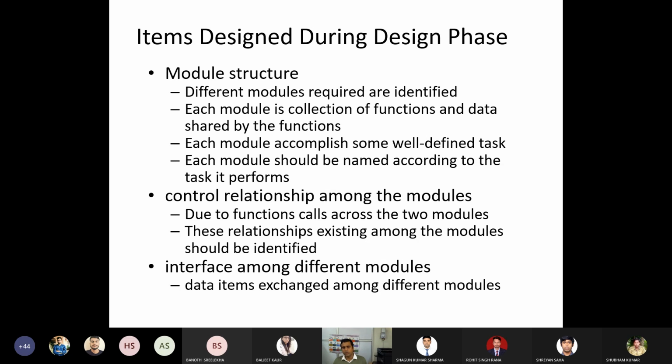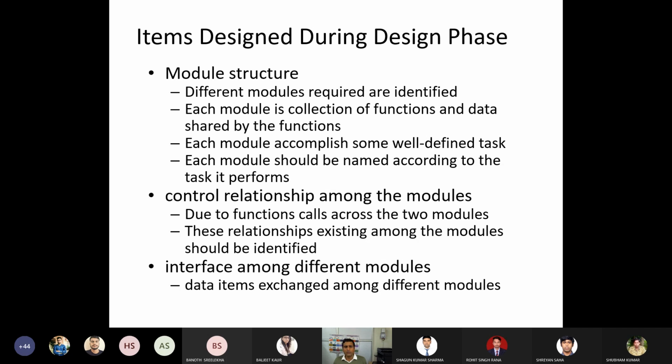So there will be a module. When we say module, that module may contain a certain number of functions, and these functions may be sharing some data. Each module accomplishes some well-defined task. Usually you have a goal for that particular module, right? Each module should be named according to the task it performs, right? Like requirement analysis, I say. If you see the whole software engineering process as a project, requirement analysis can be one of the modules. Or you can talk about the management information system example we have seen. There also we have seen a certain number of modules, right?